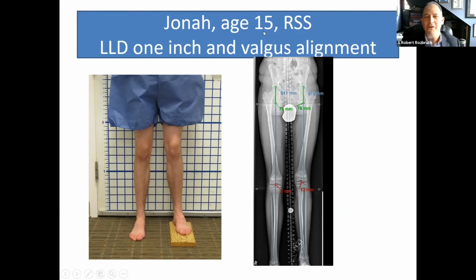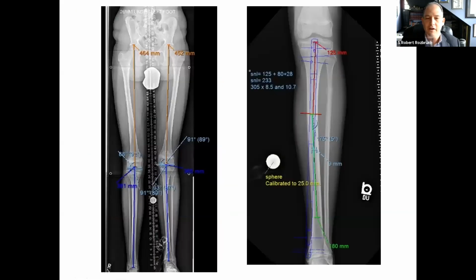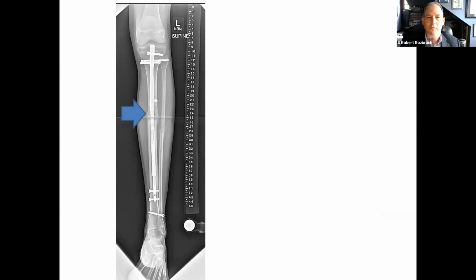So here's Jonah, age 15 with RSS, and he has a leg length discrepancy that is 1 inch and has valgus alignment. And so as I've shown you, here we want to correct both the leg length discrepancy and the valgus alignment. We're going to use an internal lengthening approach, but we know that we're going to have to be thinking about using a blocking screw in order to correct that valgus effectively. And that is in fact what was done.